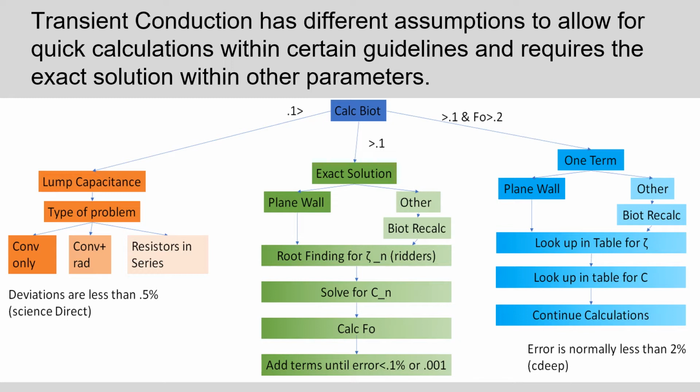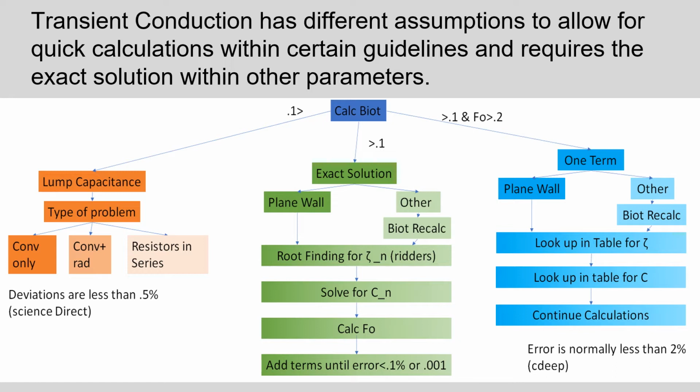In transient conduction, there are two different assumptions that are given in heat transfer, namely one term and lump capacitance. Our code gives us the exact solution, and we are understanding what the error is for these assumptions and why they are accepted in the professional world.